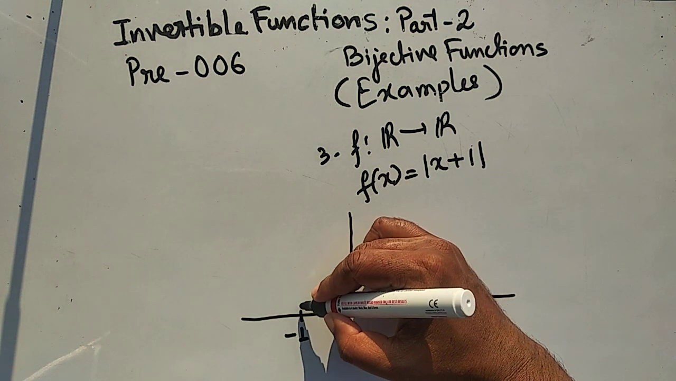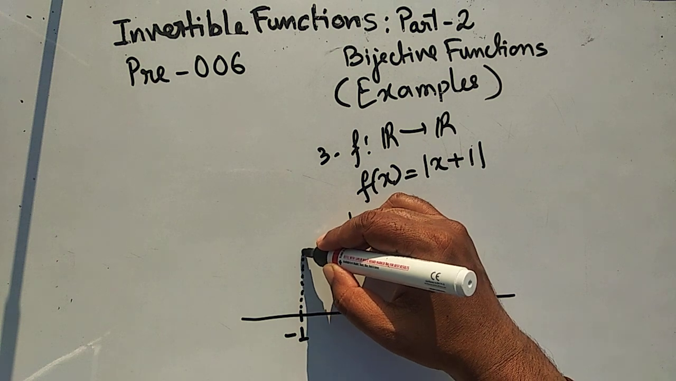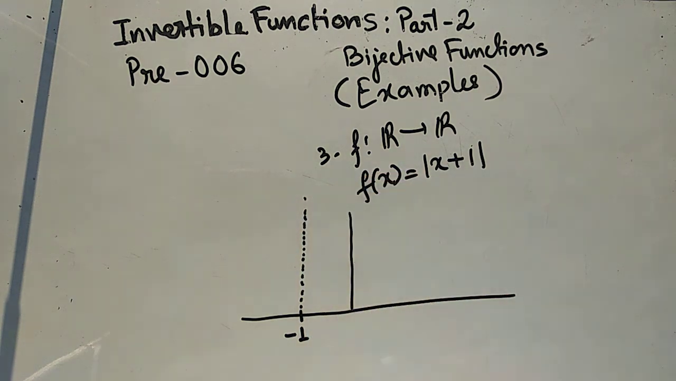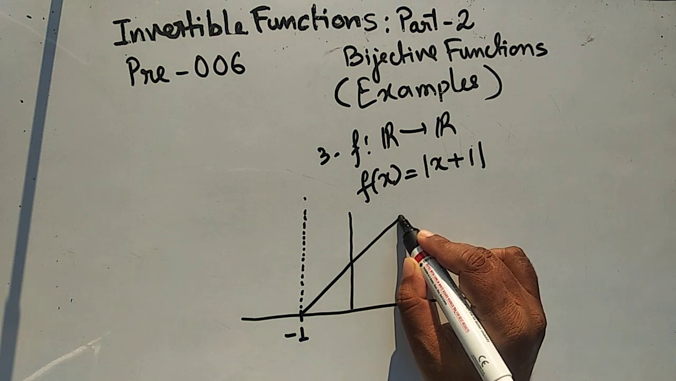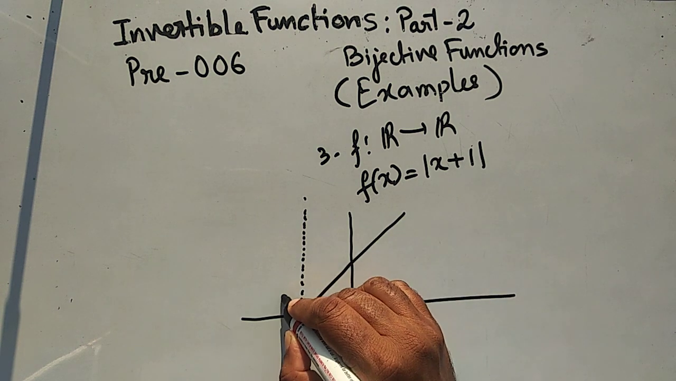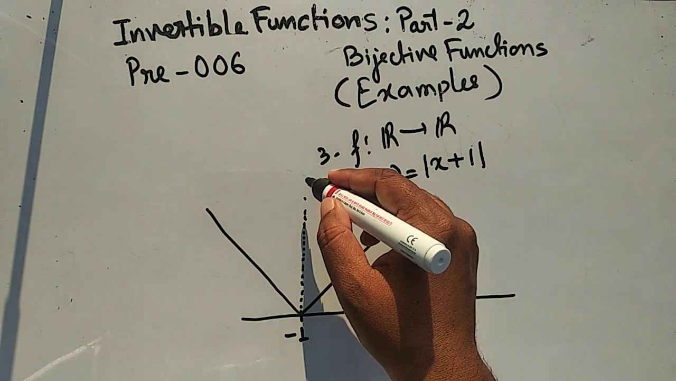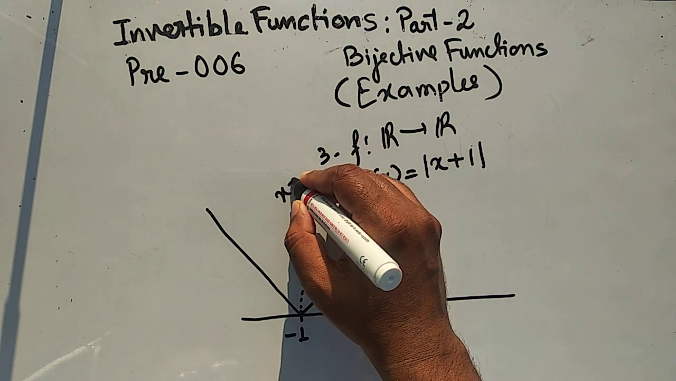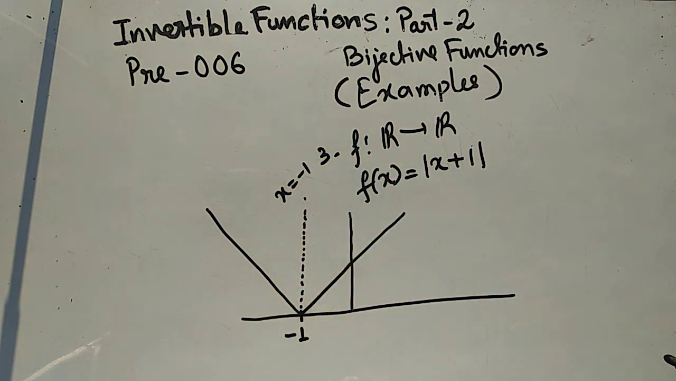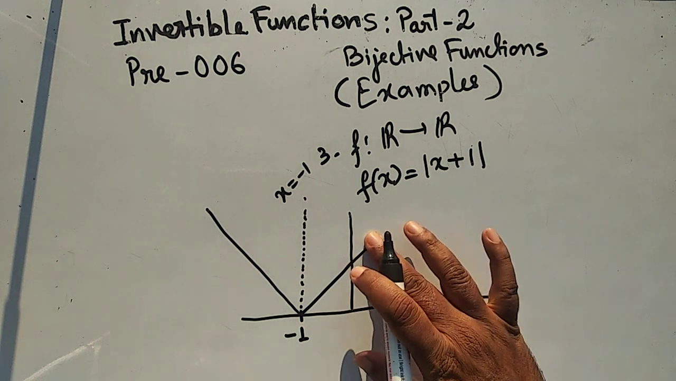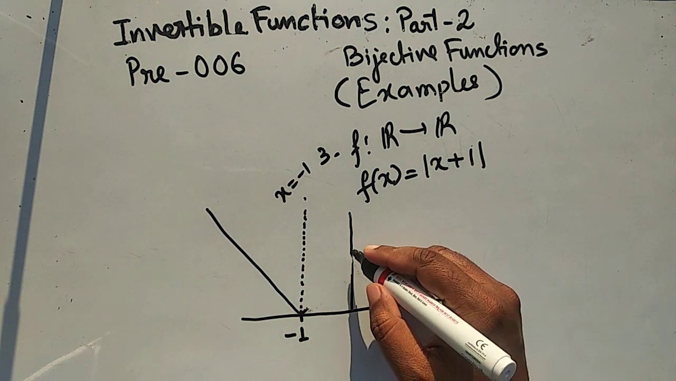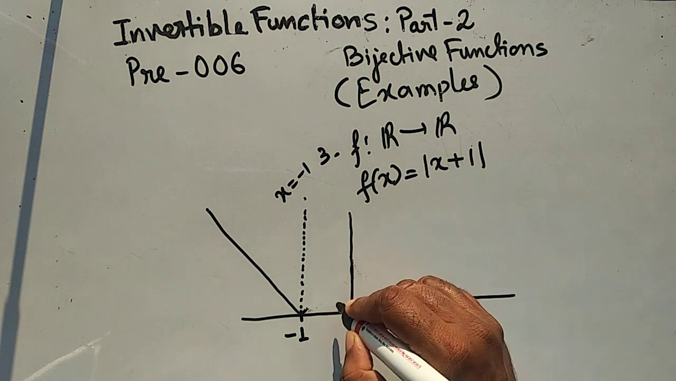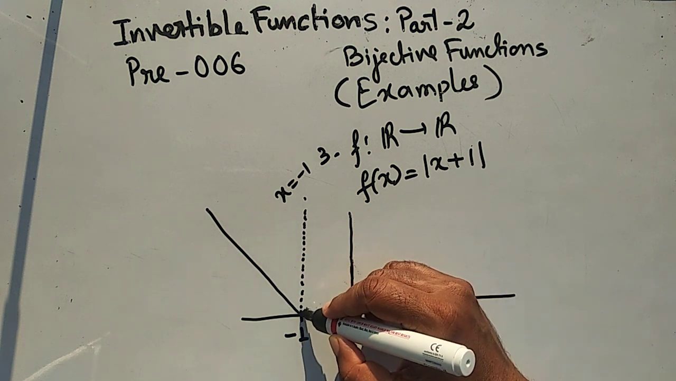OK, so if I... this function is nothing but the copy of the modulus function about the line x equal to -1. Okay, mod x is a function, its graph is like this, about x equal to 0.